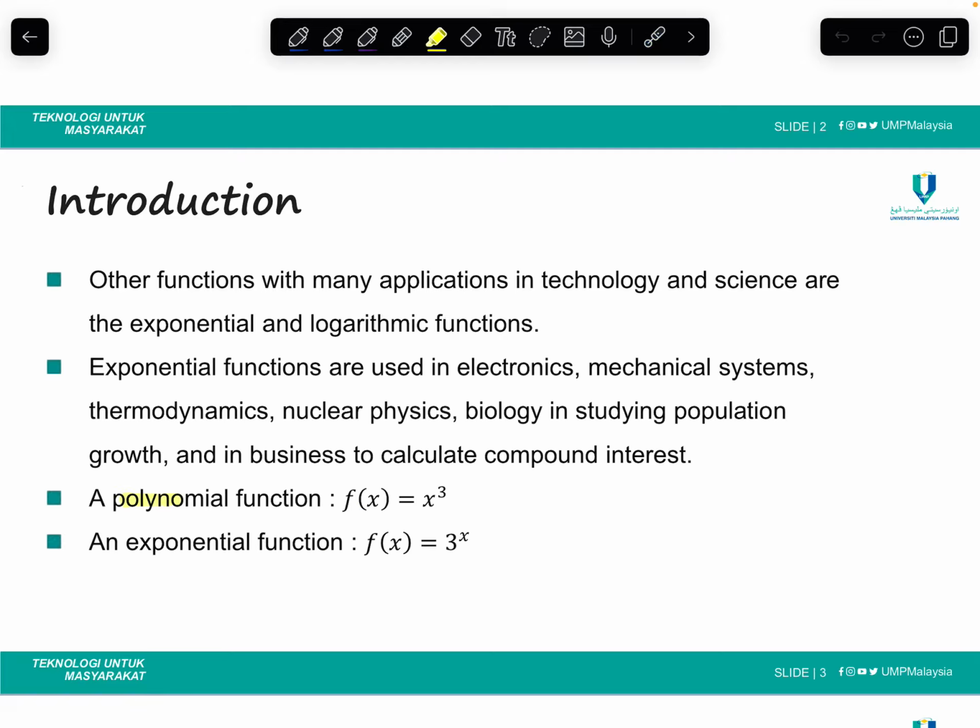This note shows us the difference between polynomial and exponential. The regular function that we have seen earlier, for example, is x to the power of 3. But for exponential, the x is located at the exponent. So we call this kind of function exponential. When you see x, or any variable, in the exponent part, on the power part, it is called an exponential function.